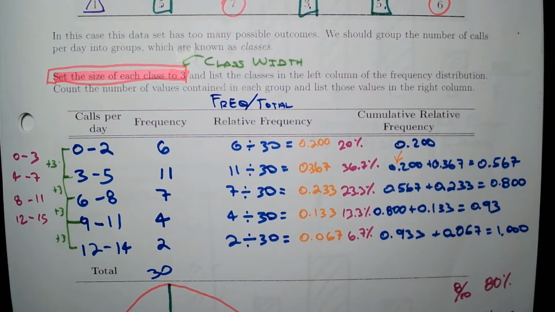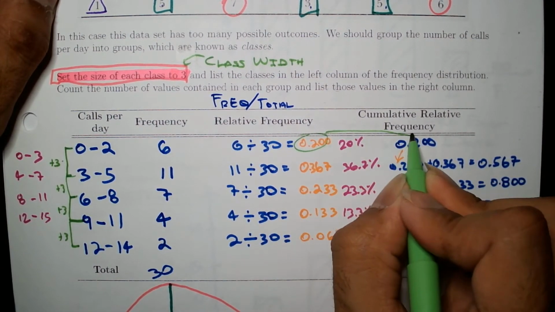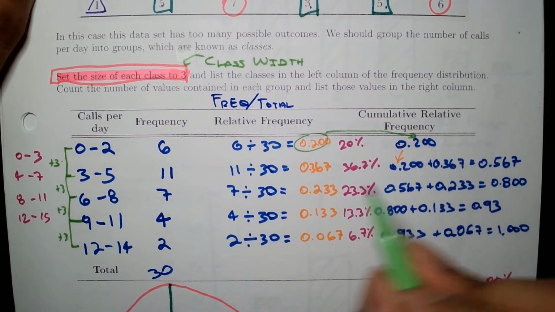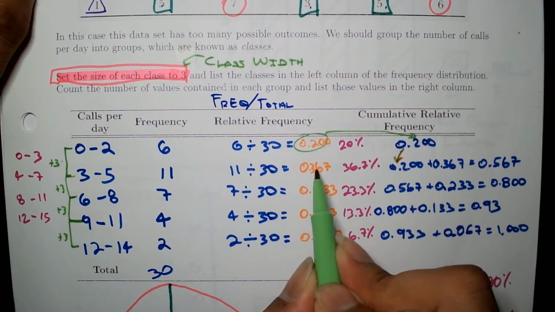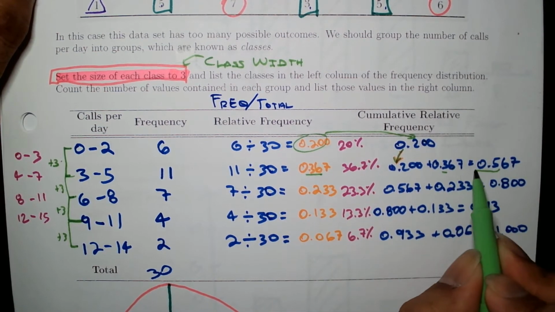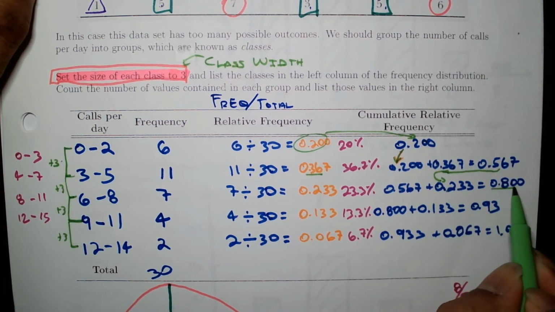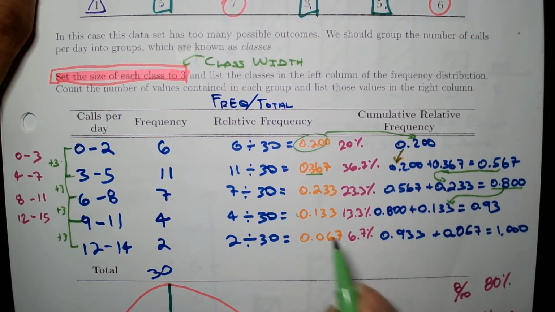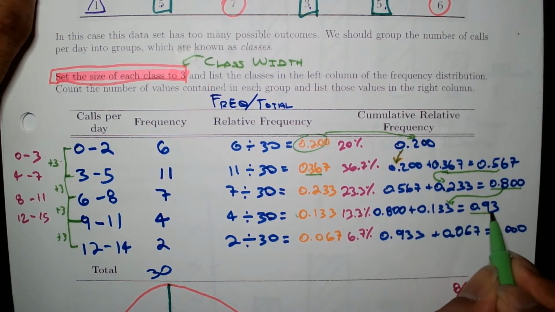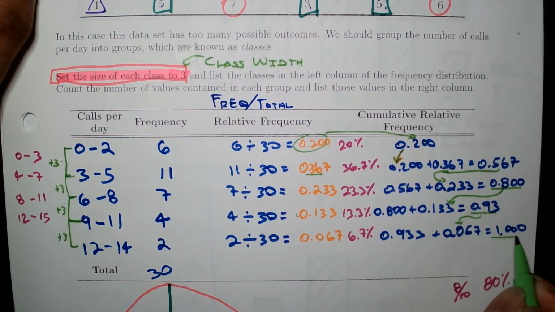And then again, for the cumulative relative frequency, well, we start with the relative frequency from the first class, and then we start adding them all up. So 0.2 plus 0.367, and then that's 0.567. Then add 0.233, we get 0.800. Then add 0.133, which is this value here, we get 0.93. And then finally add 0.067, which is this number, and then you should get 1.